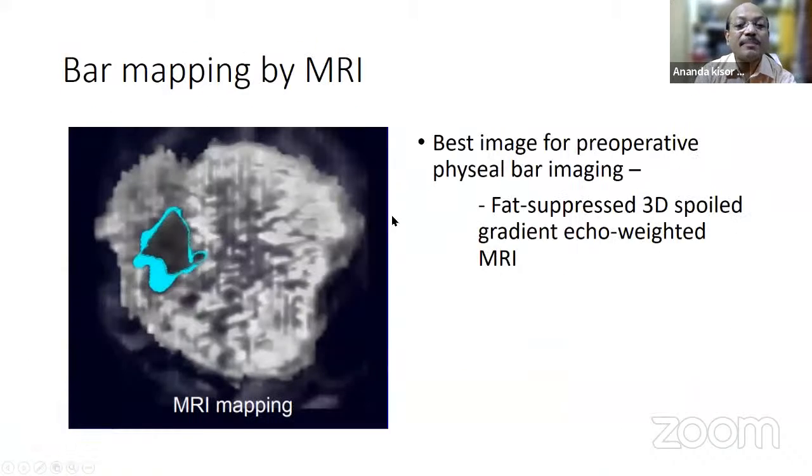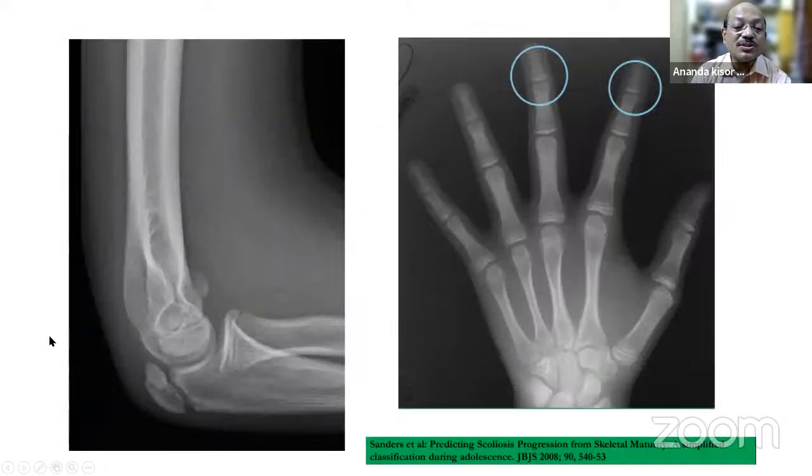And this is a bar mapping MRI. If you ask for the best investigating modality for diagnosis of the physeal bar, it is the fat suppressed 3D spoiled gradient echo weighted MRI. This is the full diagnosis. So this is the radiograph. If it is positive, the physis is open, and that will suggest 2 years of growth remaining.